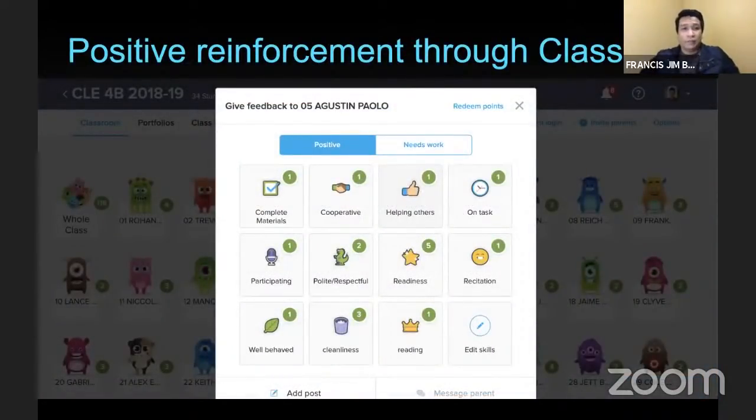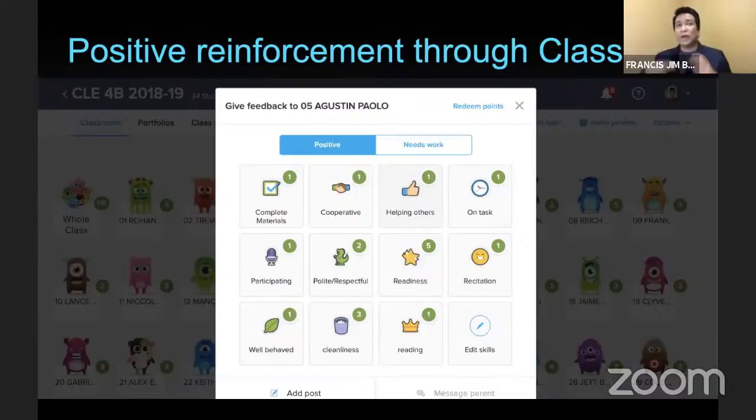Positive reinforcement. I have another teacher, her name is Celine Estaris. So thank you for sharing your idea, Celine. What Celine does is to make use of Class Dojo. Class Dojo is very colorful. It's for children, it's for kids. They have little monster avatars, and what the teacher can do is give them badges if they've done something positive. It also allows the teacher to give students feedback on what they need to work on. For example, you can see on the screen, there are badges for being cooperative, helping others, being on task. You can also change the names of the badges that you will be giving to the students, depending on what you want the students to do.